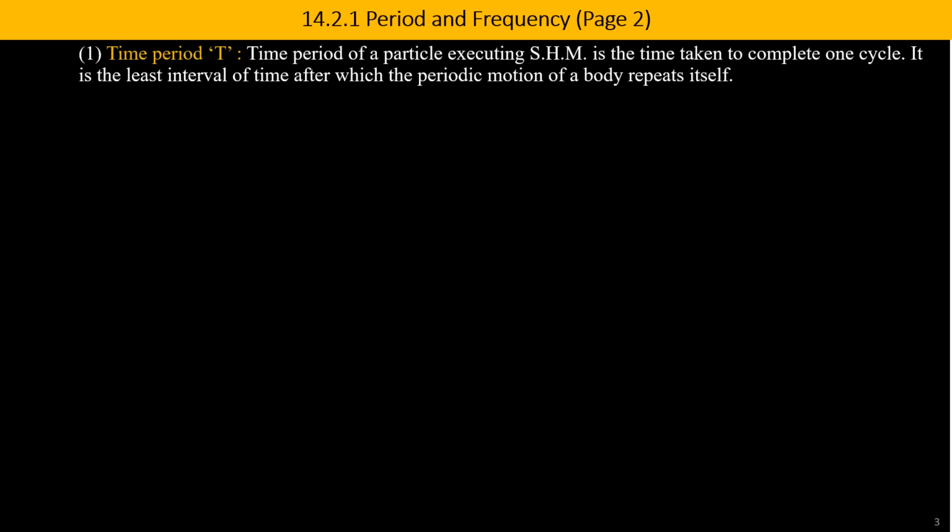Thus, the time period capital T of a particle executing simple harmonic motion is the time taken to complete one cycle. It is the least interval of time after which the periodic motion of a body repeats itself. The SI unit of time period T is second.